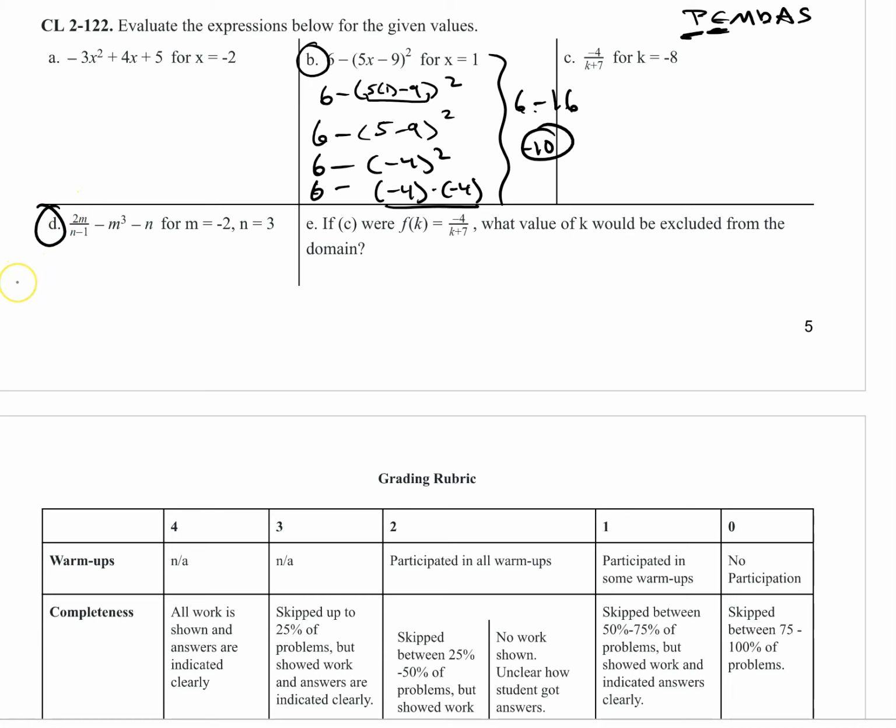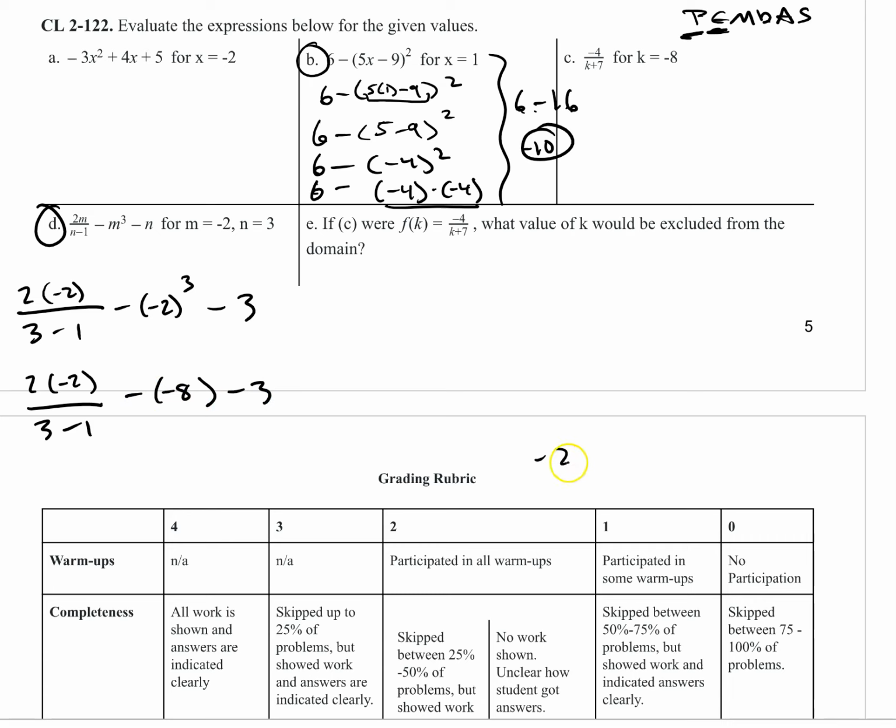D. We have 2 times m, which is negative 2, and it's all over n minus 1. That's 3 minus 1. Subtract negative 2 cubed. Make sure you use parentheses, and then subtract 3. So let's start simplifying here. We've got the exponent, negative 2 to the power 3, is actually negative 8. Use a calculator.